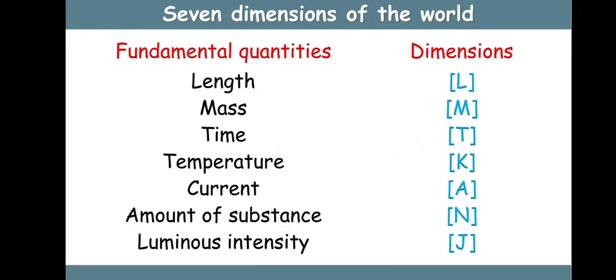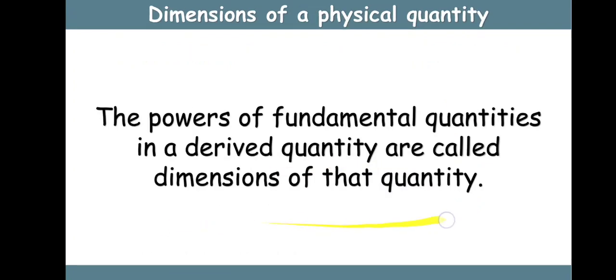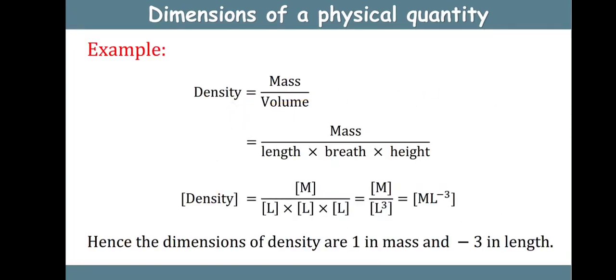So these are the dimensions of fundamental quantities. But for example, we have speed, and speed is equal to distance upon time. When we use these dimensions in a derived quantity, that is known as the dimensions of that quantity. So let us clear this with one example.